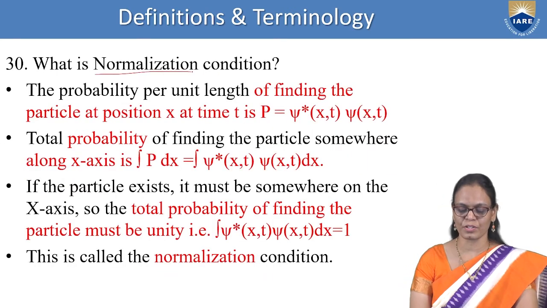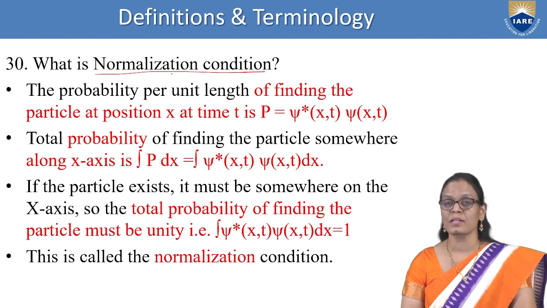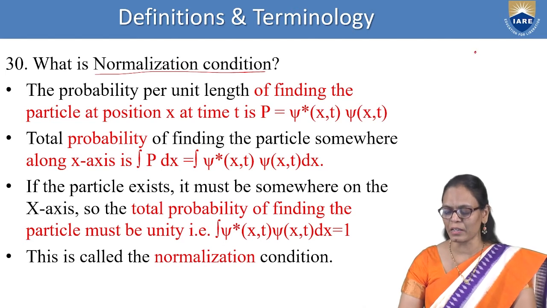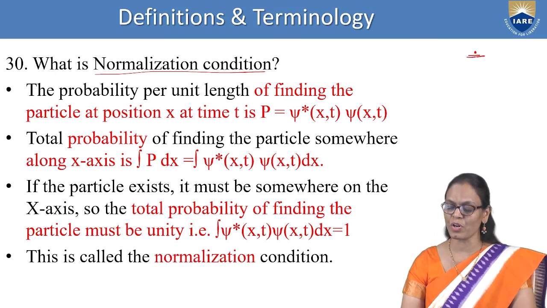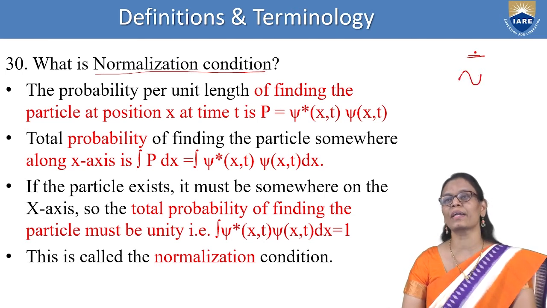Now what is normalization, or the normalizing condition? The probability per unit length of finding the particle at position x is given by P equals psi star psi. When I talk about a particle, its position is fixed and I can locate where it is. But when I talk about the wave nature of this particle, I cannot exactly locate its position. It can be anywhere, here, here, anywhere. But I can talk about the probability of finding the particle in this region.